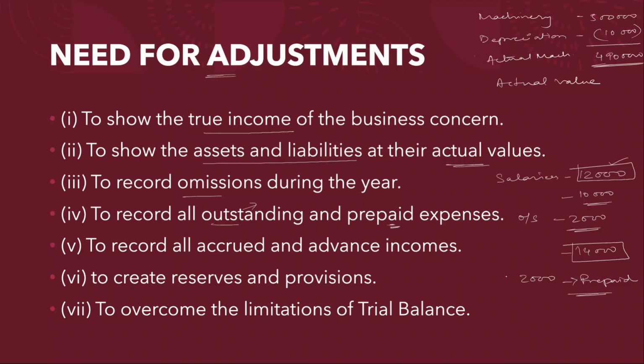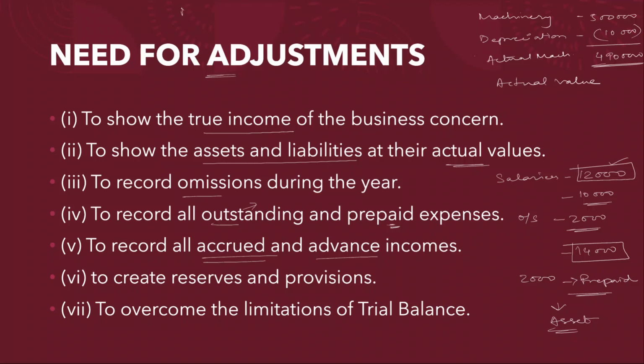Same way here, I have paid this expense in advance and it becomes my asset. It becomes an asset because now I will enjoy it this year. This year I won't have to pay for the use of this asset, so I have already paid it. So, to record all accrued and advance income: accrued means the income has arisen but not received, and advance income means advance payment I received.